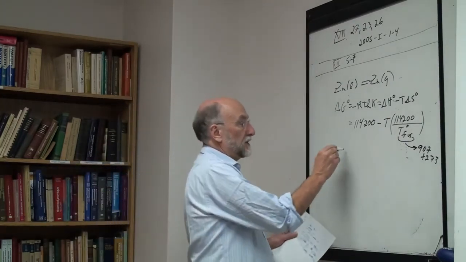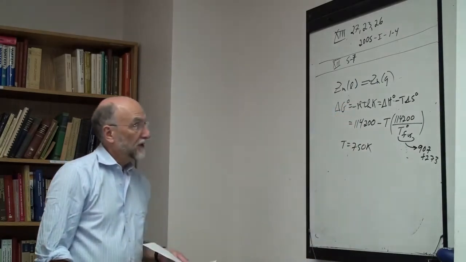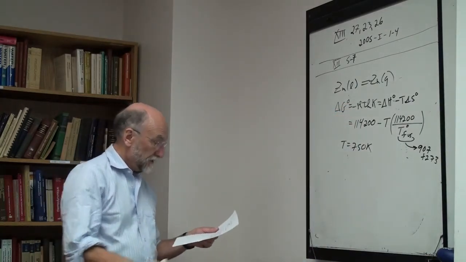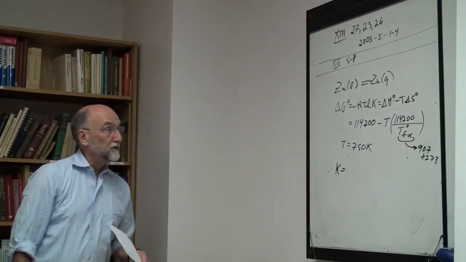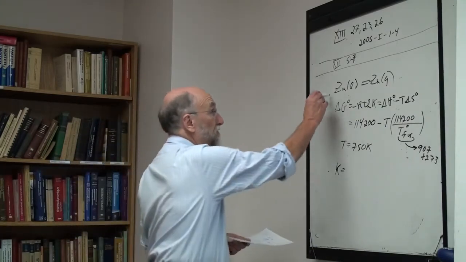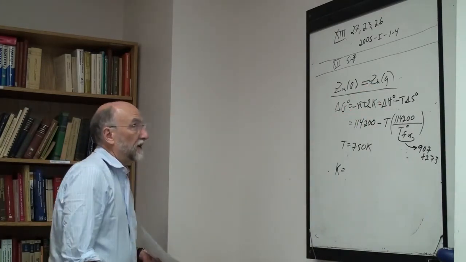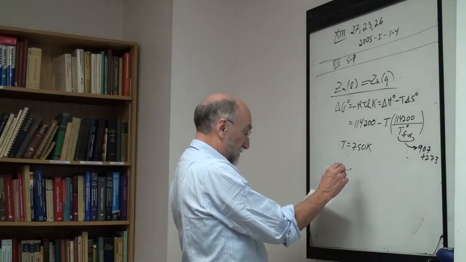Okay, so we're going to put in T equals 750 K, and I'm going to calculate the equilibrium constant at 750 K. If you substitute 750 K into that equation for the temperature, you end up with the equilibrium constant for that reaction.